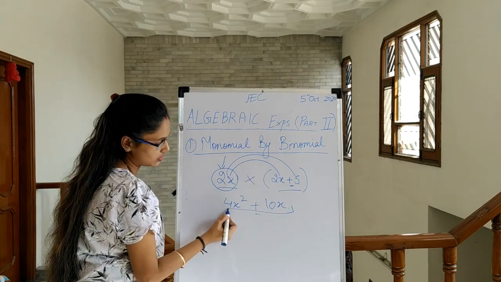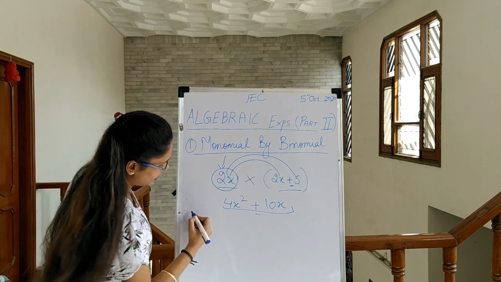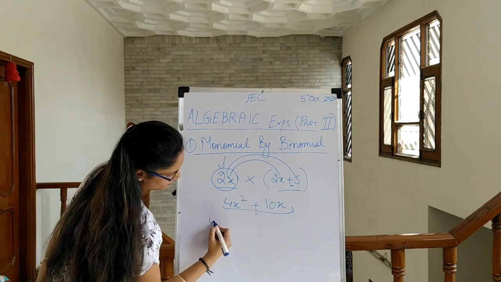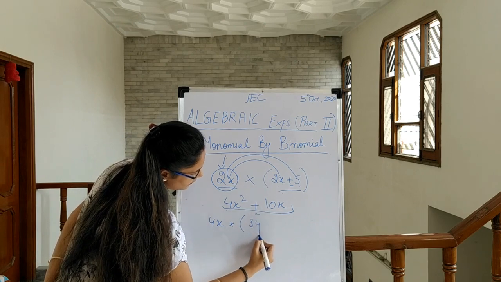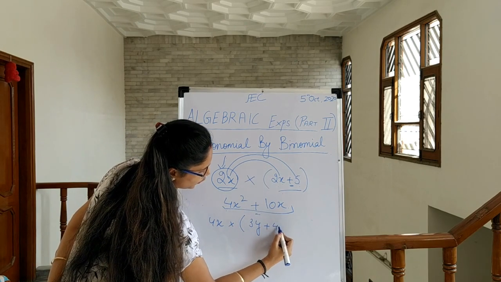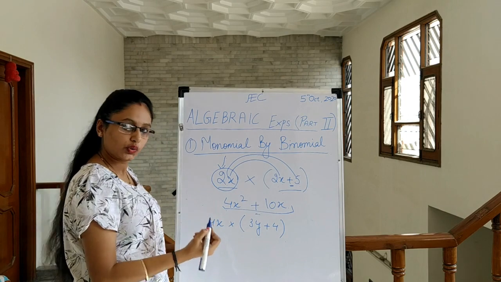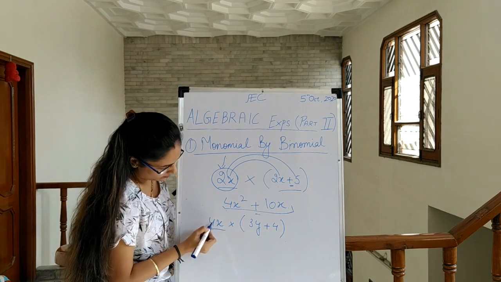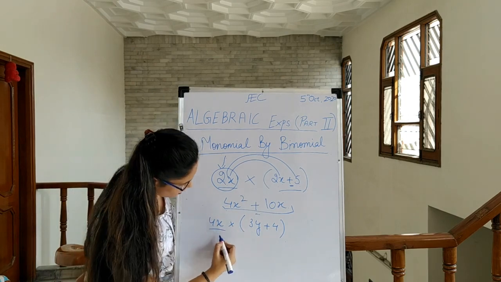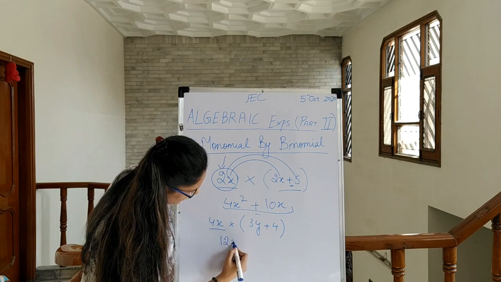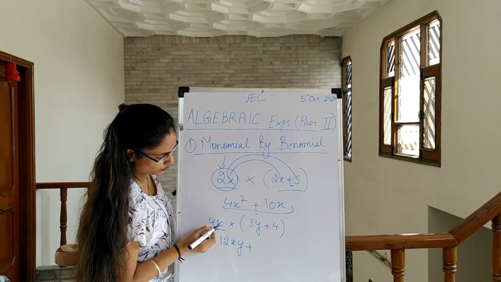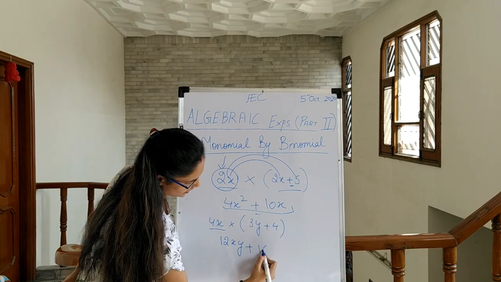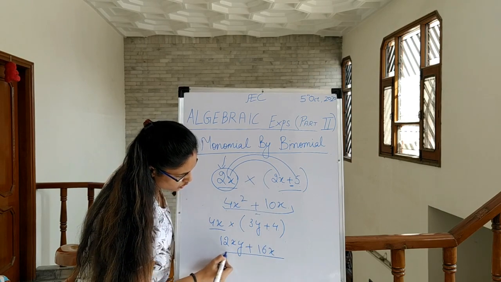So this is my answer to this question. If I take another example, say 4x multiplied by 3y plus 4, first I'm going to multiply 4x by 3y. So this is 12xy. Then I'm going to add a plus sign and then 4x multiplied by 4, which is again 16x. So this is your answer.